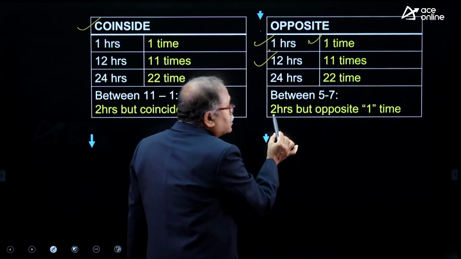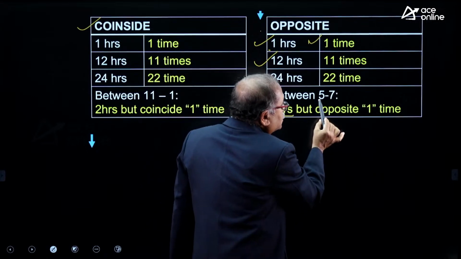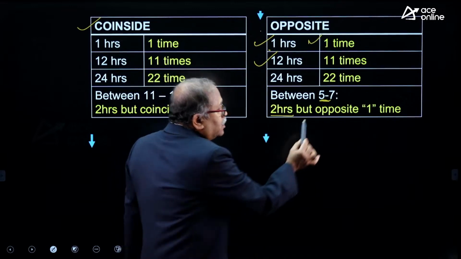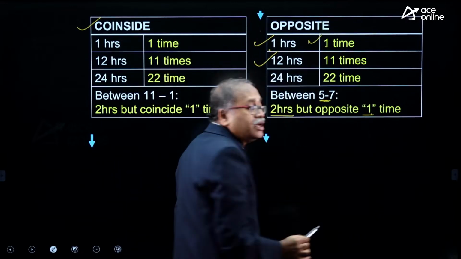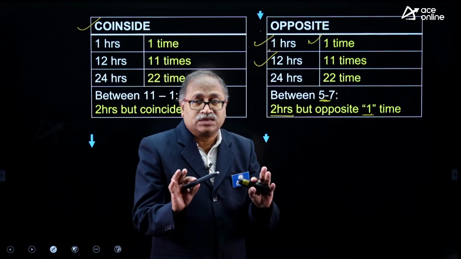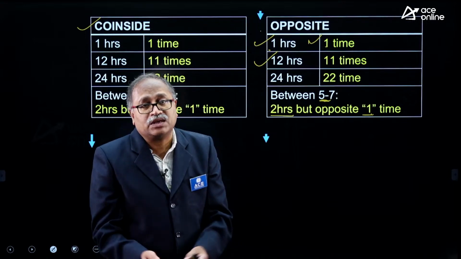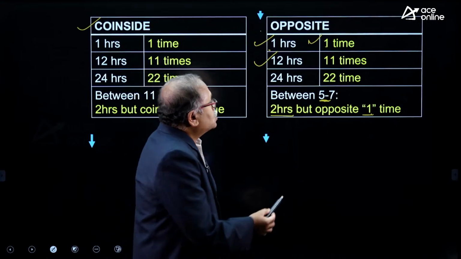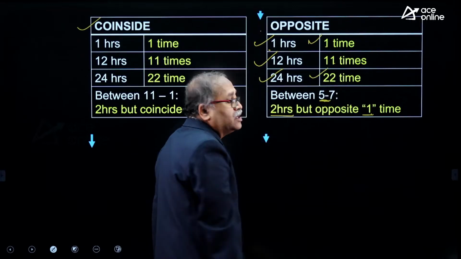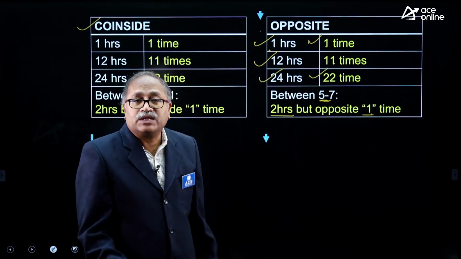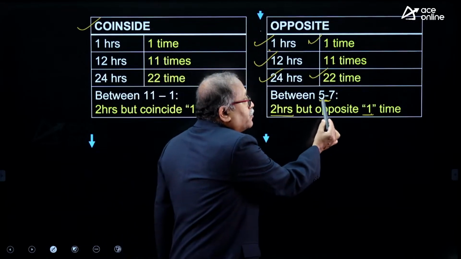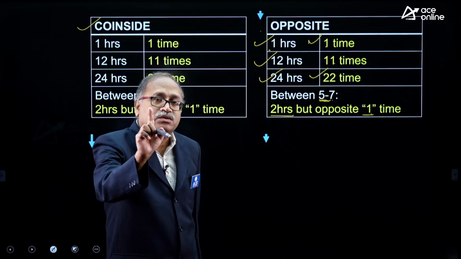When do we miss in 2 hours? That is between 5 o'clock and 7 o'clock. That is 2 hours. In those 2 hours, the opposite will be only once, in between 5 to 6. I am not getting into the detail of it because I need to discuss some questions here. So, therefore, in 12 hours 11 times, in 24 hours 22 times. Keep in mind that the hands of the clock will be opposite to each other between 5 to 7 only once.